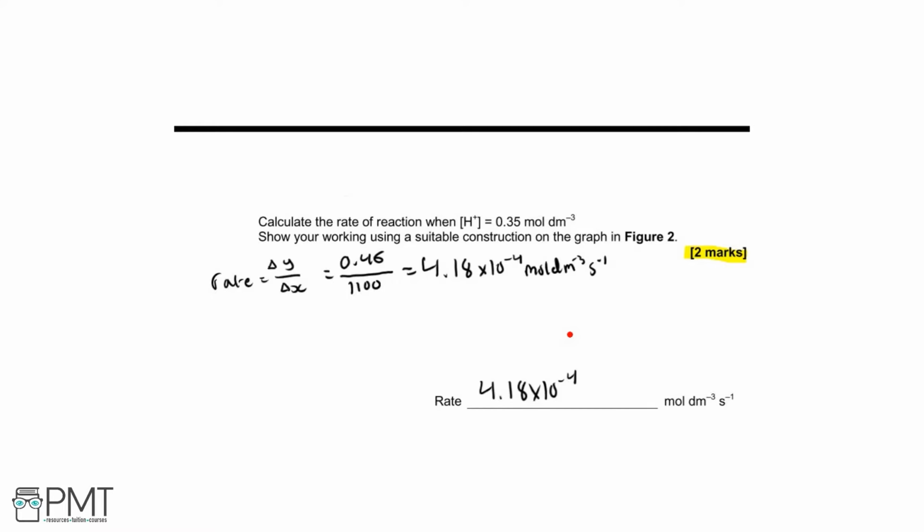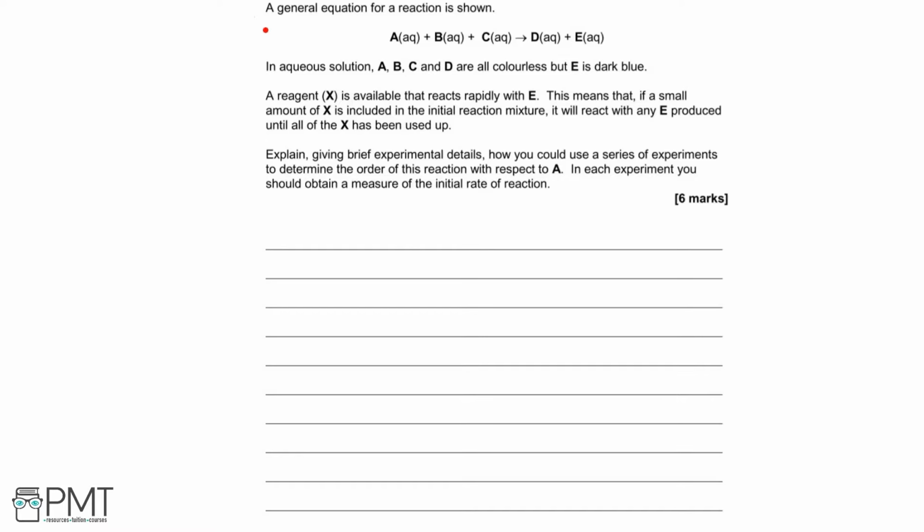A general equation for a reaction is shown. It shows us that A plus B plus C reacts to form D and E. In aqueous solution, A, B, C, and D are all colourless, but E is dark blue. A reagent, X, is available that reacts rapidly with E. This means that if a small amount of X is included in the initial reaction mixture, it will react with any E produced until all of the X has been used up.